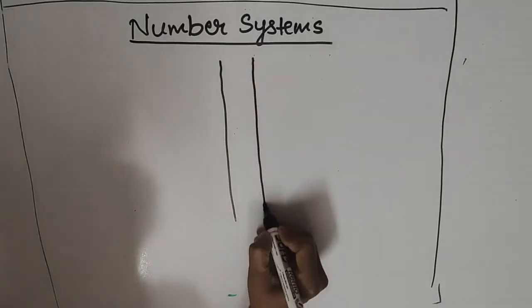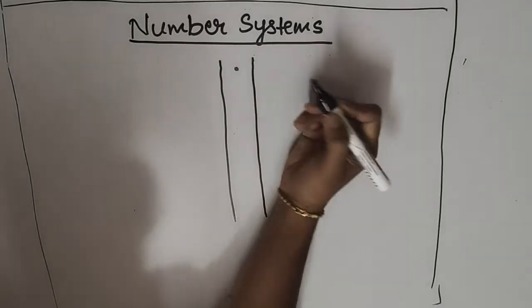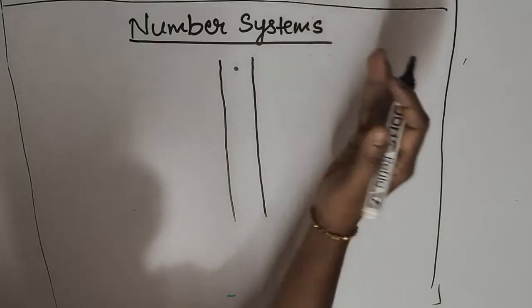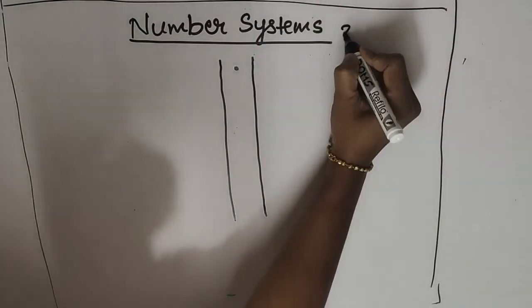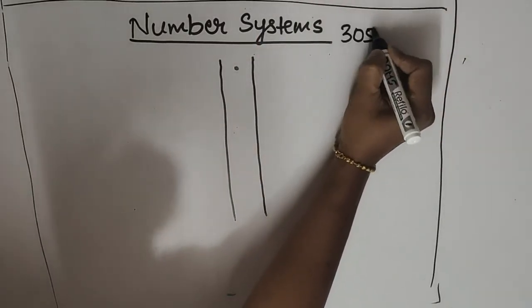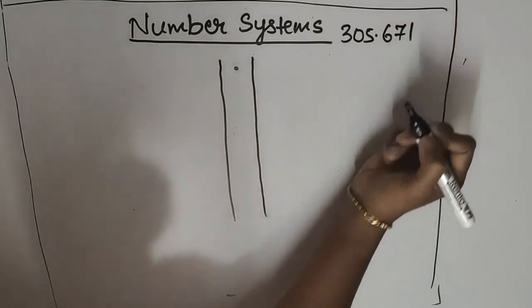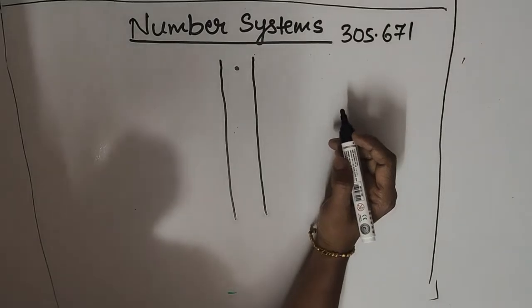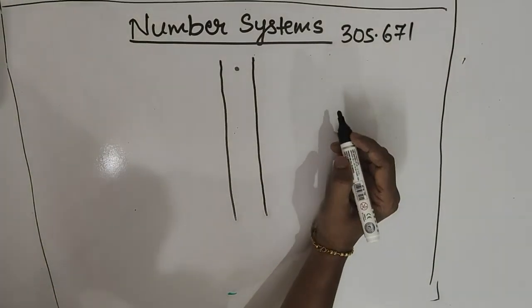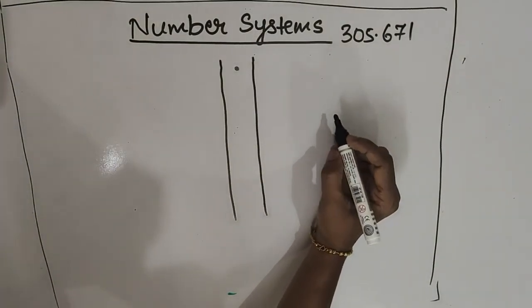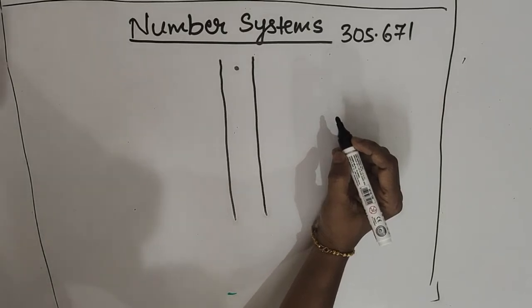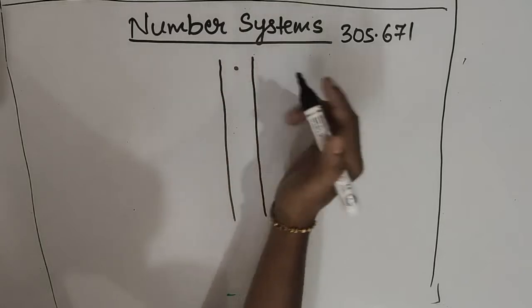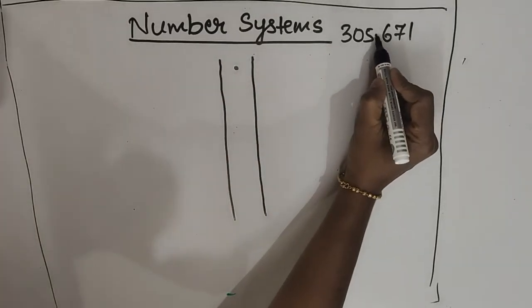You have already studied this in your 5th or 6th standard. This is the decimal. After the decimal, for example, the number is 3305.671, like this. One simple example number I am taking. Now, how can I write? This is the decimal point.